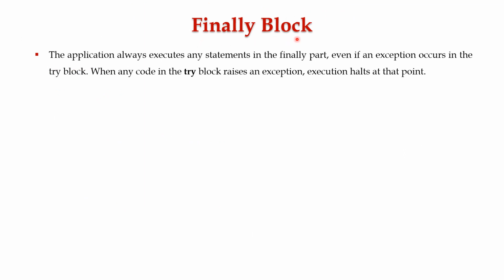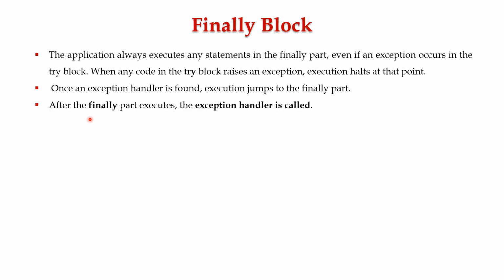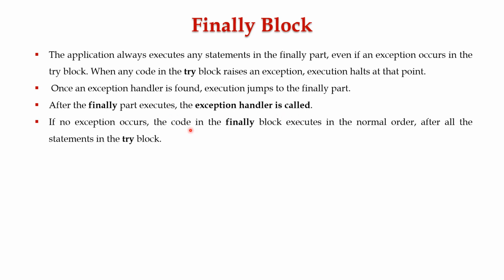Let's learn about the finally block. The application always executes any statement in the finally part, even if an exception occurs in the try block. When any code in the try block raises an exception, execution halts at that point. Once an exception handler is found, execution jumps to the finally part. After the finally part is executed, the exception handler is called. If no exception occurs, the code in the finally block is executed in normal order after all the statements in the try block.